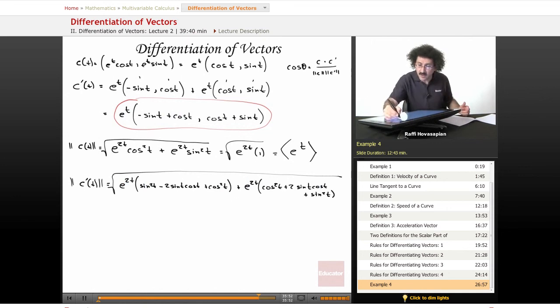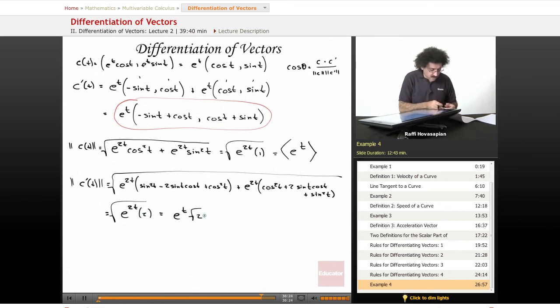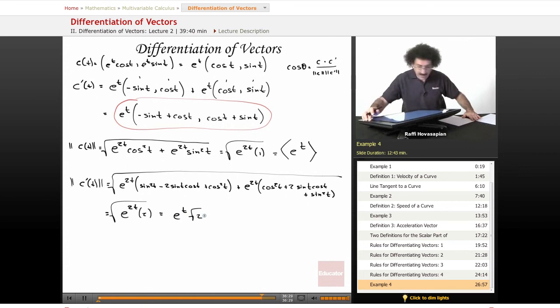Okay, so now let's go back to black. We end up with sine squared plus cosine squared is 1. Cosine squared plus sine squared is 1. Minus 2 sine t cosine t plus 2 sine t cosine t. Those cancel. You end up with the following. You end up with e to the 2t times 2 under the radical, and you end up with e to the t radical 2. Okay, so we're almost there. So we have all the components that we need except just one more. Now let's go ahead and move to the next page.